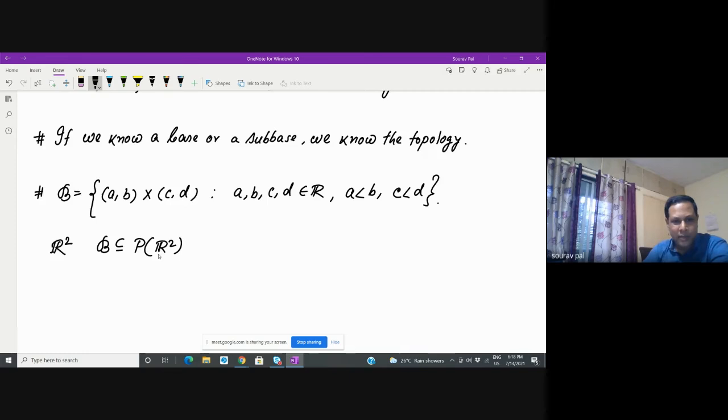We know what is R2, right? The Cartesian product of two real lines. Now, if you look at this collection, and if I declare that this is a base for some topology, what is the topology? If I declare that this is the base, so what is that? Cartesian product of two open intervals. It looks like an open rectangle, right? It looks like an open rectangle in R2.